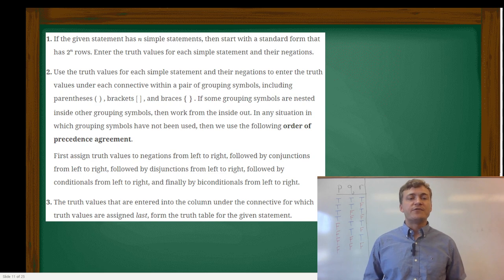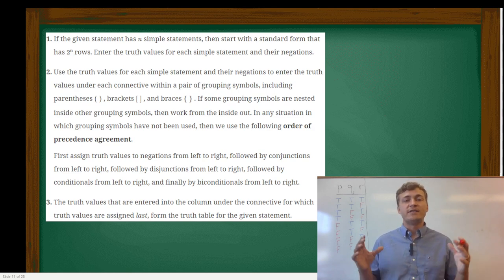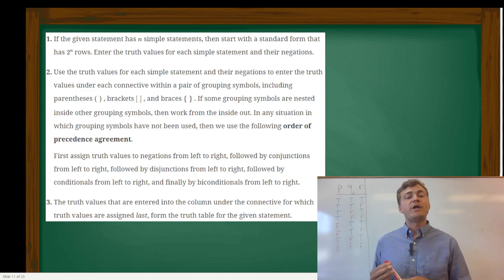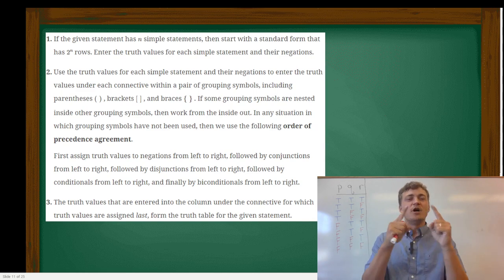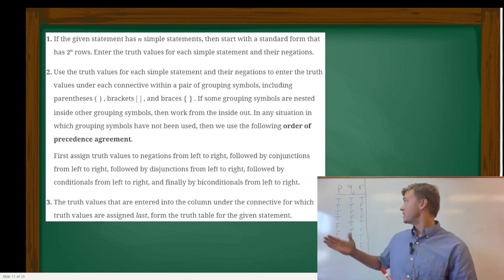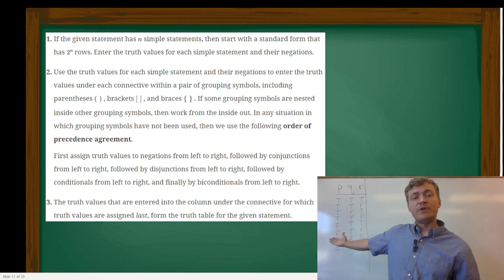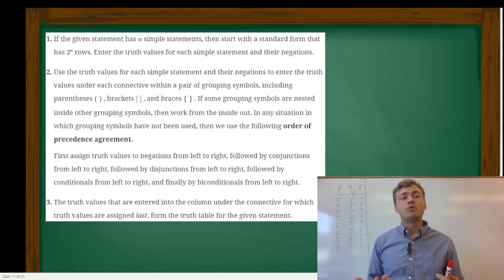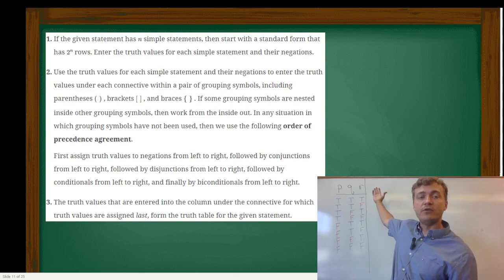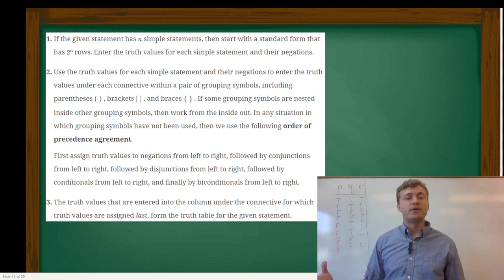Secondly, use the truth values for each simple statement and their negations to enter the truth values under each connective within a pair of grouping symbols, including parentheses, brackets, and braces. At this point, what we're trying to do is shorten our table so we don't have to write out each of the little parts of our full statement. We will just use our leftmost part of the table, P, Q, and R, and whatever combination statement is given to us, we will write it to the right side and work from there. So this time we're not going to break it into little parts. We're going to put it all together and see how that works out.